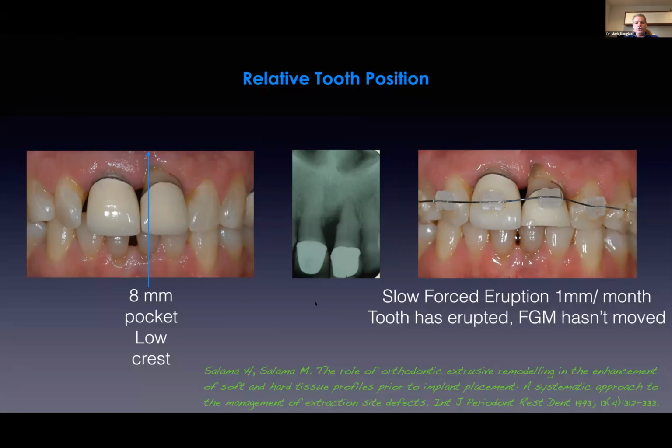You have to do this slowly. You cannot do this quickly. Like I said, it's about 1 millimeter a month, and you have to hold it there for about 4 months afterwards. And in this way, if you get the bone to the right place, the implant can be put in the proper position, and you can develop your margins properly.